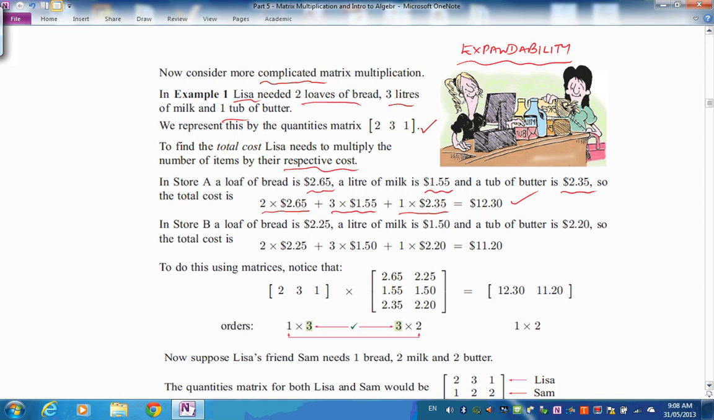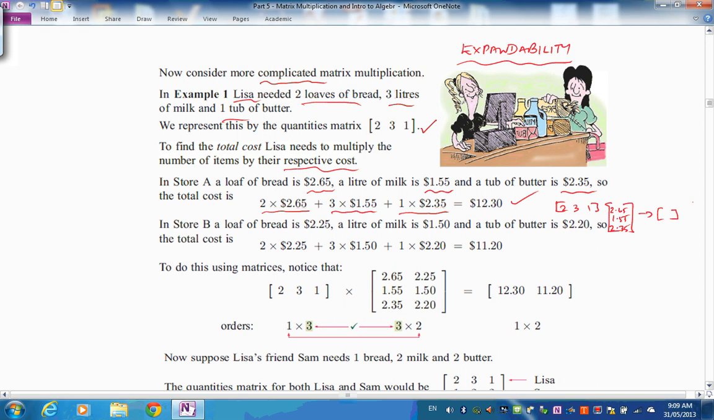And this would get very, very long if we had many, many items. Let's see how we can represent it. Well, we could represent it as we did before. Our quantities matrix, 2, 3, 1, would dive down our cost matrix, $2.65, $1.55, and $2.35. And that would give us our totals matrix. So that would give us a single answer at the end.